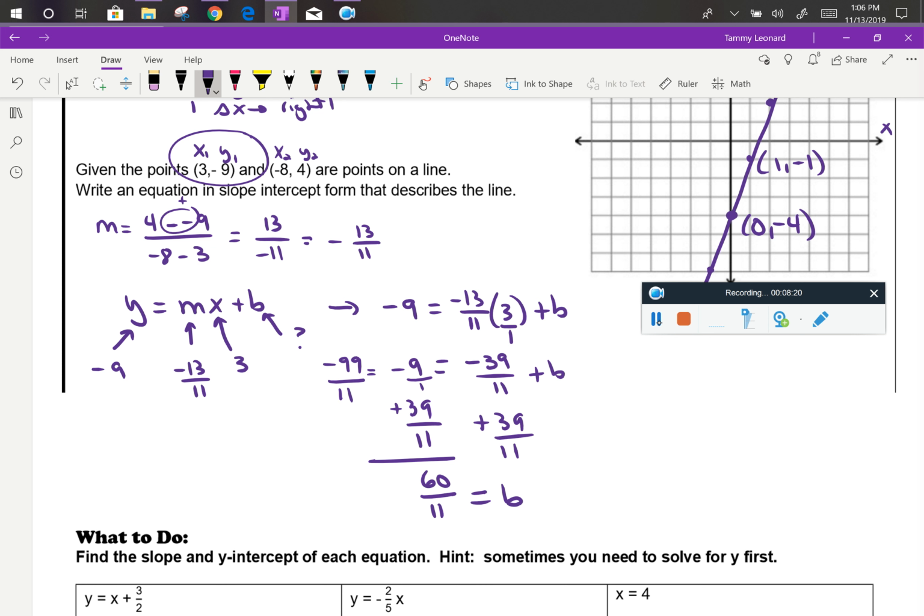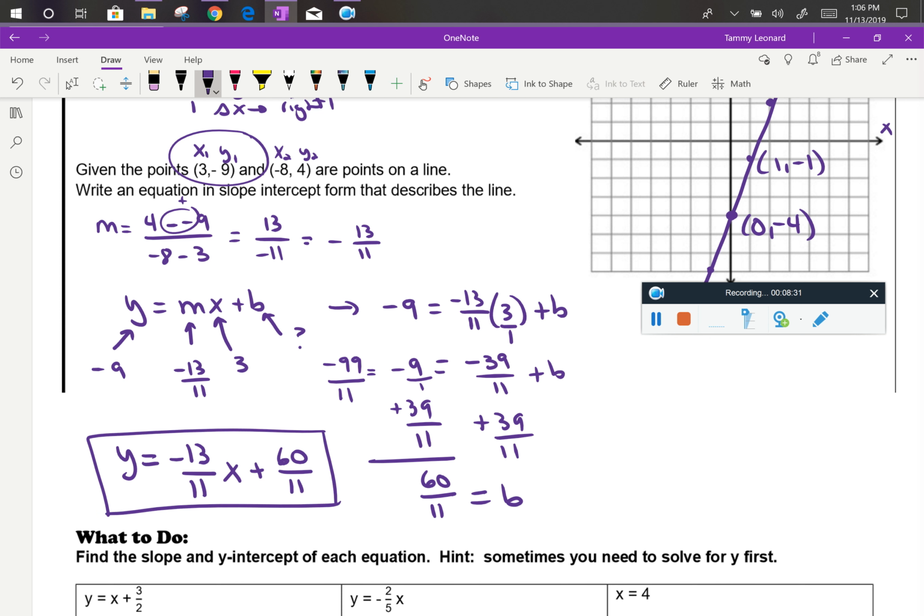So my final equation is going to be y equals, I'm going to use the slope that I found, -13/11 x plus 60/11. And we're pretty glad we only have to write that equation and not actually graph it.